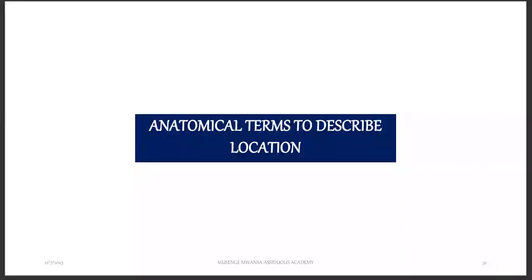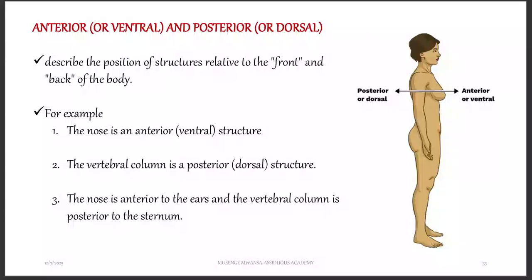Now that we know the terms to divide the body, we have anatomical terms to describe the location. How do you know the location of this body part to this body part? The first terms are anterior and posterior. The other term for anterior is ventral. The other term for posterior is dorsal. Anterior or ventral means in front, and posterior or dorsal means at the back.